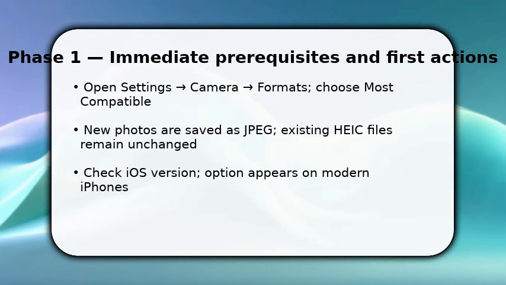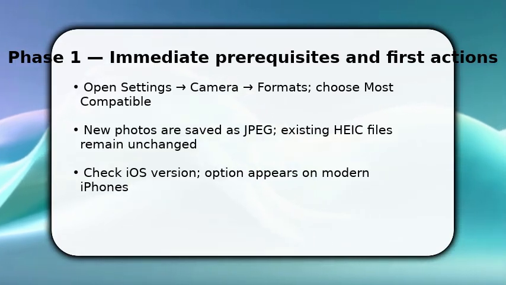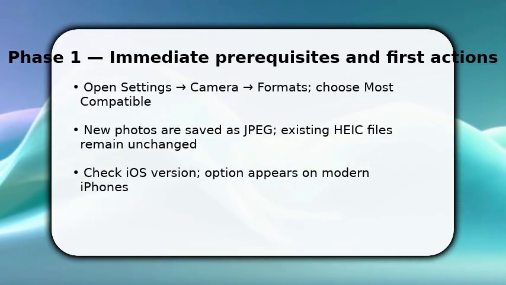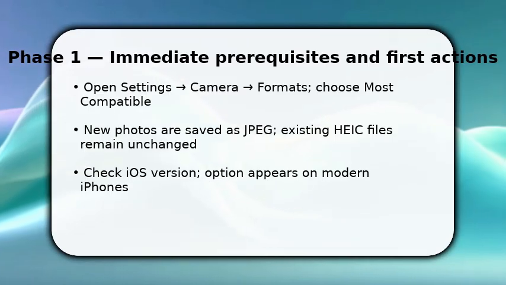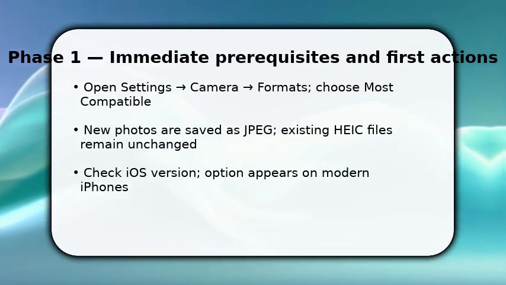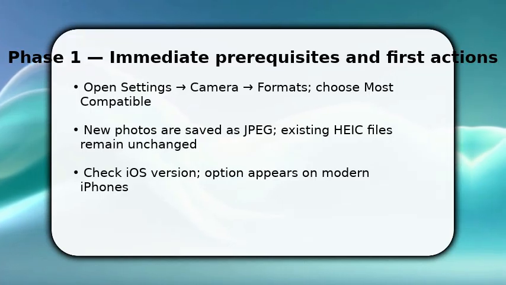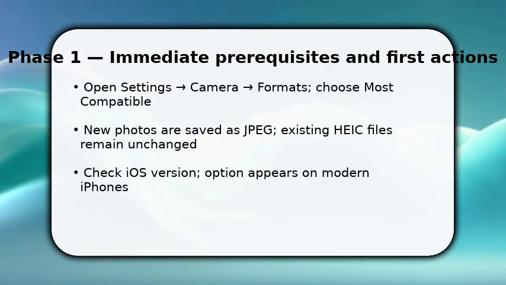You start by forcing the camera to save as JPEG. Open Settings, tap Camera, then Formats, and select Most Compatible. This tells the phone to record new images as JPEG rather than HEIC. Once done, every new capture uses the standard JPG container, which avoids compatibility issues with older apps and web uploads.